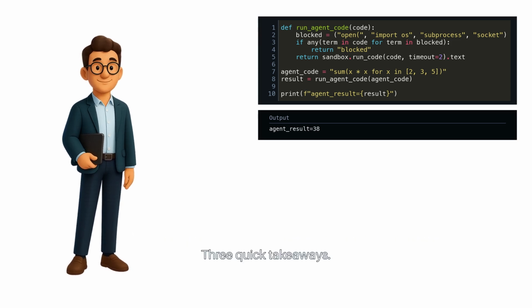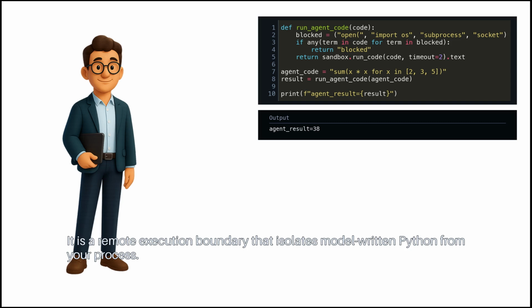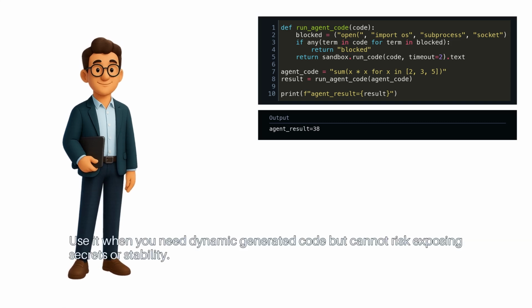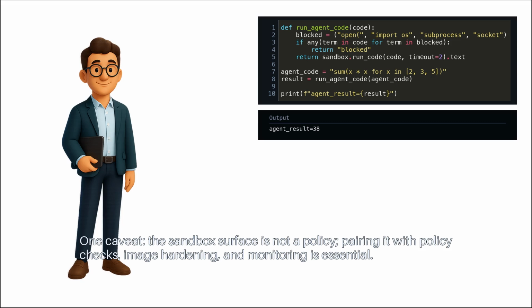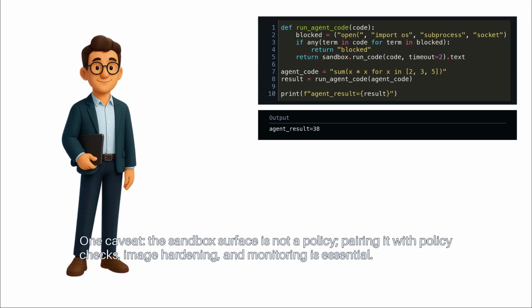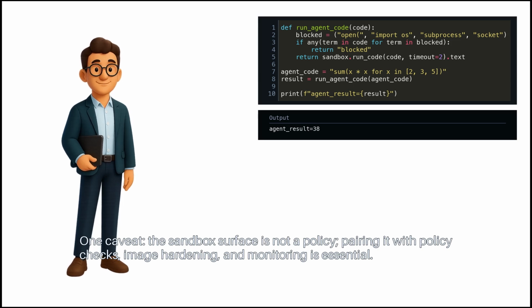Three quick takeaways. E2B Sandbox is a remote execution boundary that isolates model-written Python from your process. Use it when you need dynamic generated code, but cannot risk exposing secrets or stability. One caveat. The sandbox surface is not a policy. Pairing it with policy checks, image hardening, and monitoring is essential.